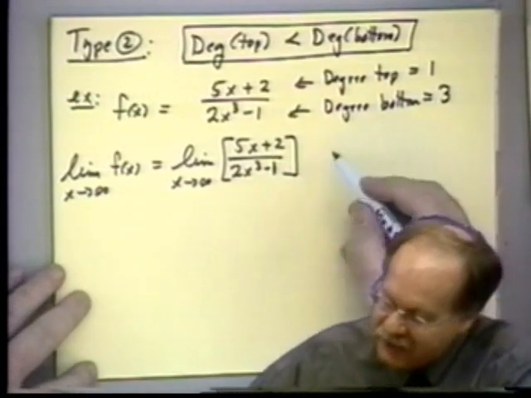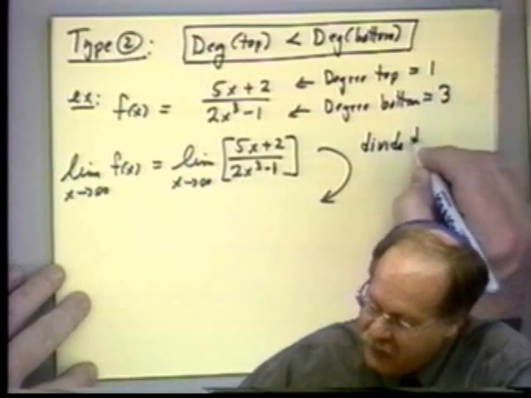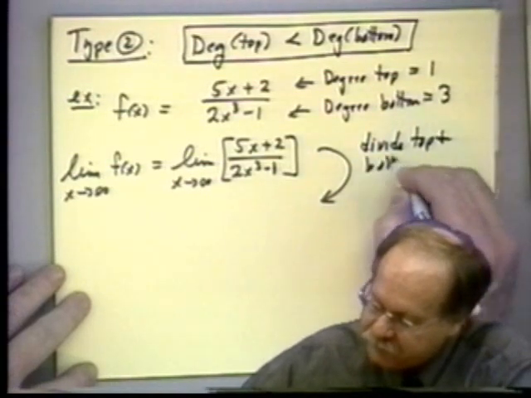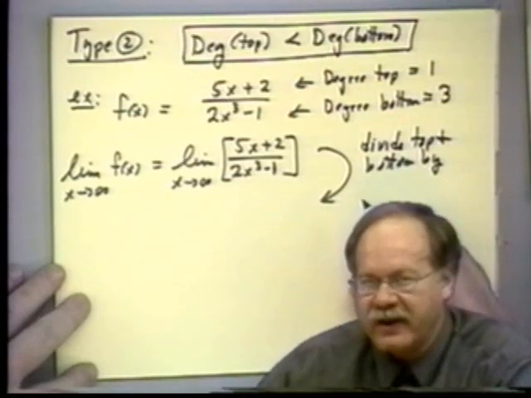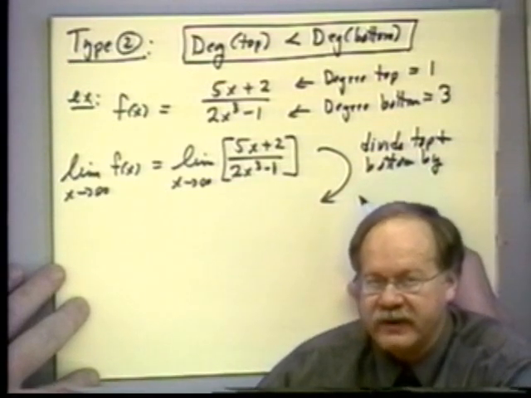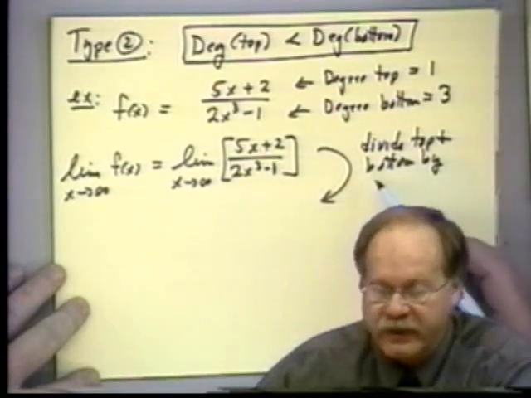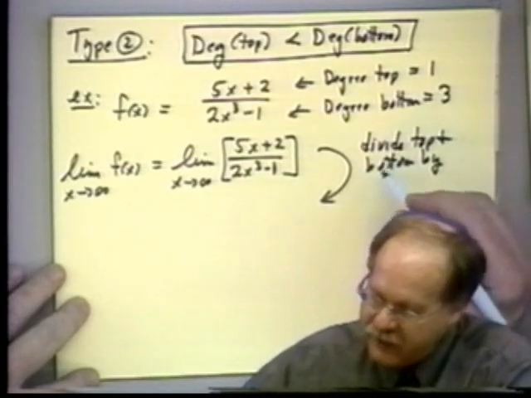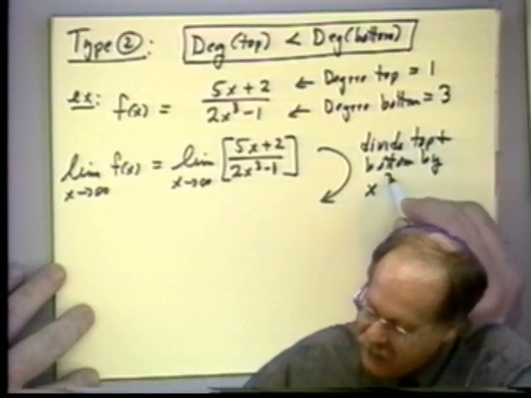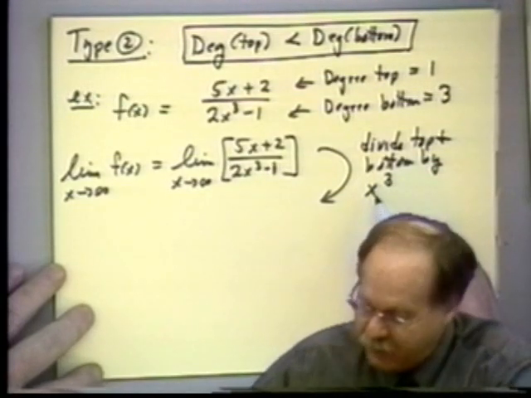So we're going to use exactly the same technique. We will divide top and bottom by, well, now we have to make a choice. Last time the degrees of the top and the bottom were the same. In this case, the top and the bottom are not the same. So which one do we divide by? Always divide by the higher of the two. Divide by, in this case, x cubed, because 3 is the higher degree of the two.